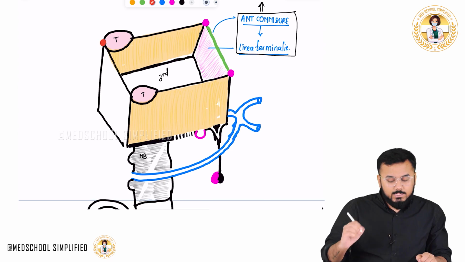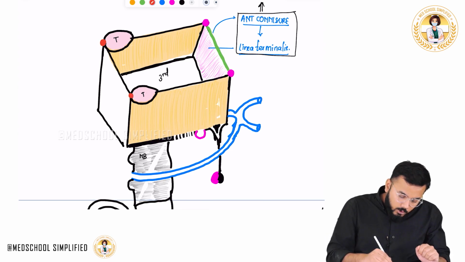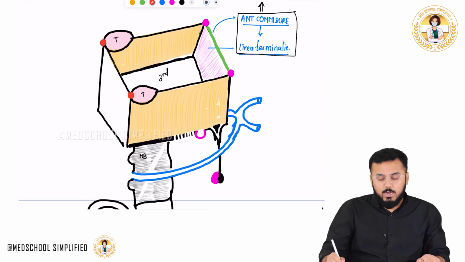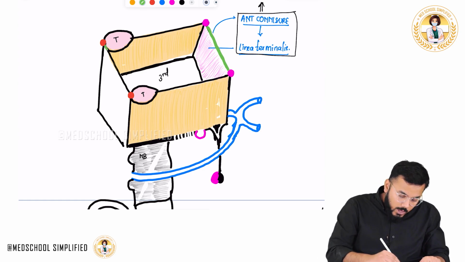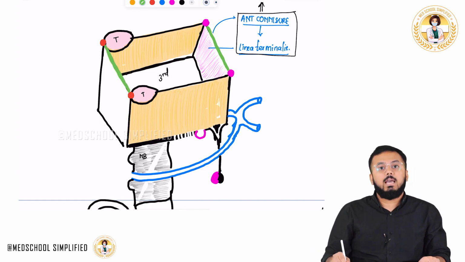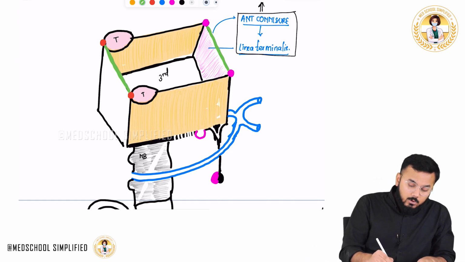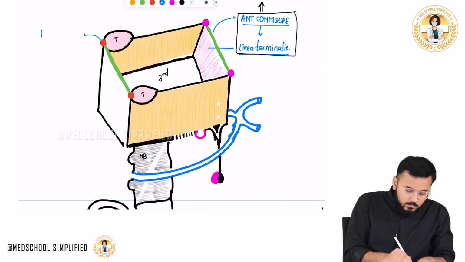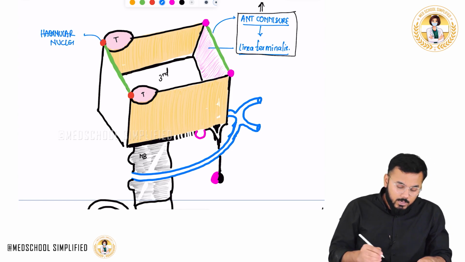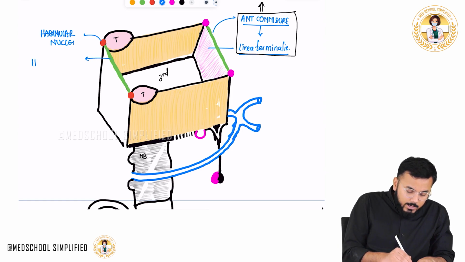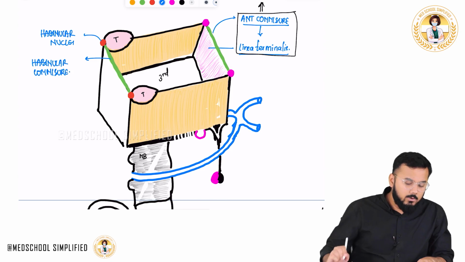Next important thing is that here there is a red color structure which I'm drawing right now. This is called habenular nuclei, and here also I'm drawing one more red color structure. This is also called habenular nuclei. Now connecting these two habenular nuclei, you see a green color commissure that is attached. This green color commissure is called the habenular commissure. Okay, let us write it down. This one is called habenular nuclei. This is also called habenular nuclei, and this part over here is called the habenular commissure.